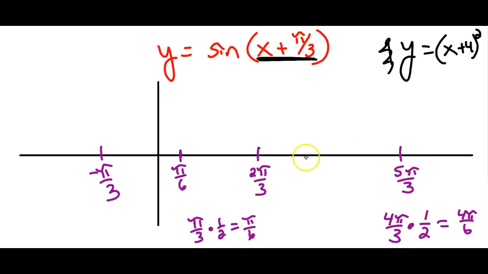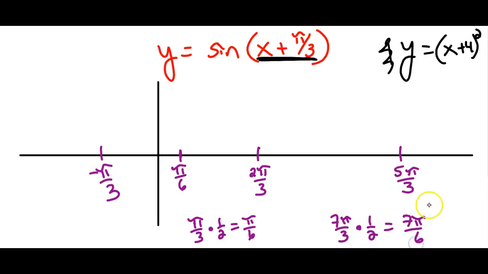Find the halfway point between these two. Give myself a little room here. So I've got 2 pi over 3 plus 5 pi over 3. That's 7 pi over 3. Times that by 1/2. That gives me 7 pi over 6.